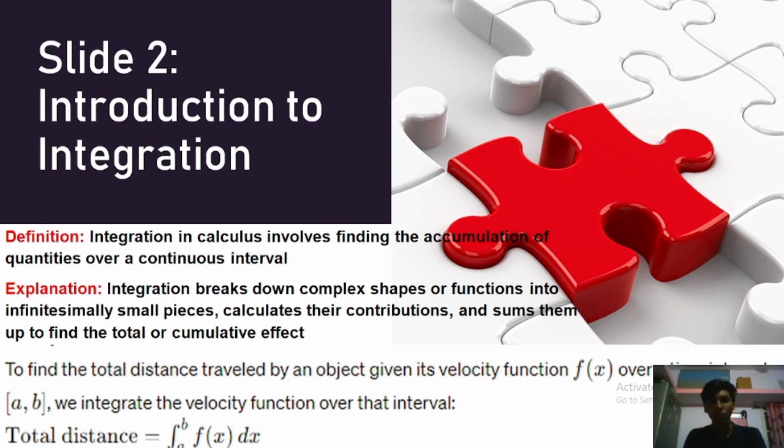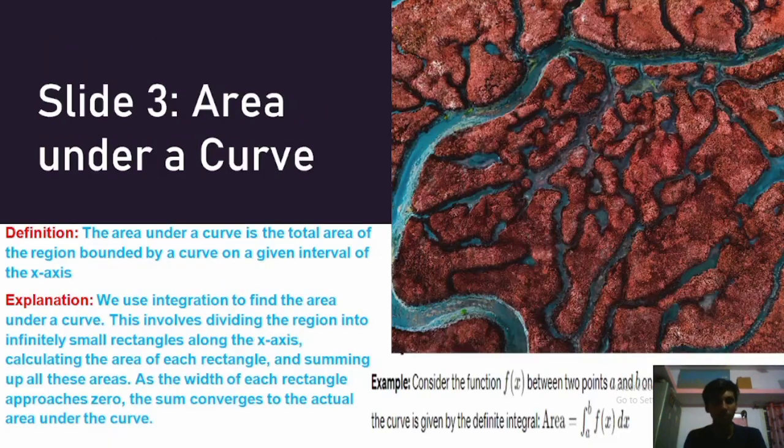Example: to find the total distance traveled by an object given its velocity function f(x) over a time interval [a, b], we integrate the velocity function over that interval. Total distance equals the integral from a to b of f(x) dx.